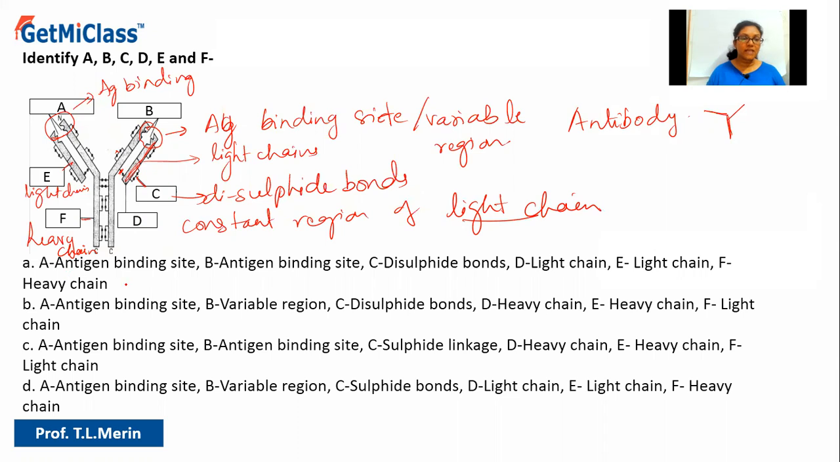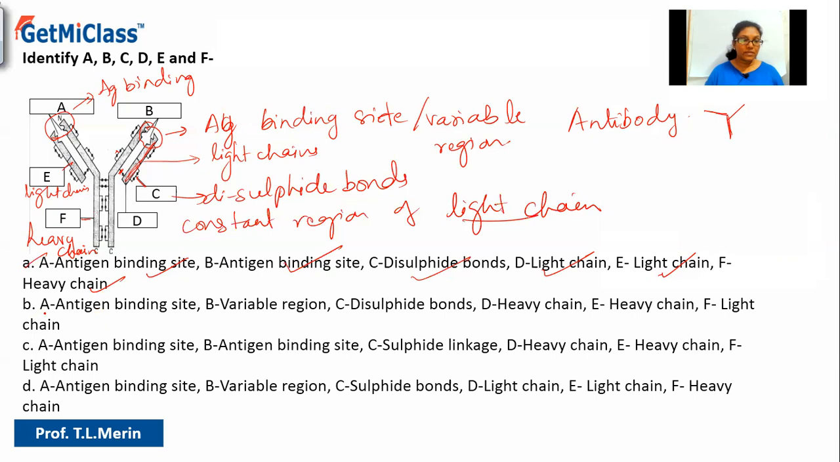Option A says A is antigen binding site. That is correct. B is also antigen binding site. C is disulphide bond. D is light chain. Yes. E is light chain. Where is E? Yes, that is also light chain. Then F is heavy chain. So this is F, heavy chain. That is absolutely right. So option A is correct.